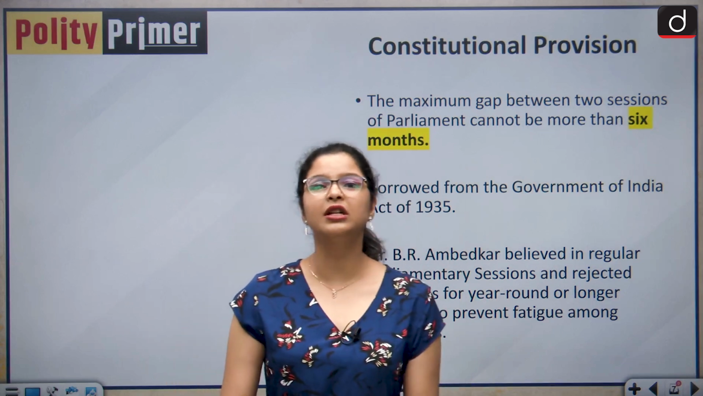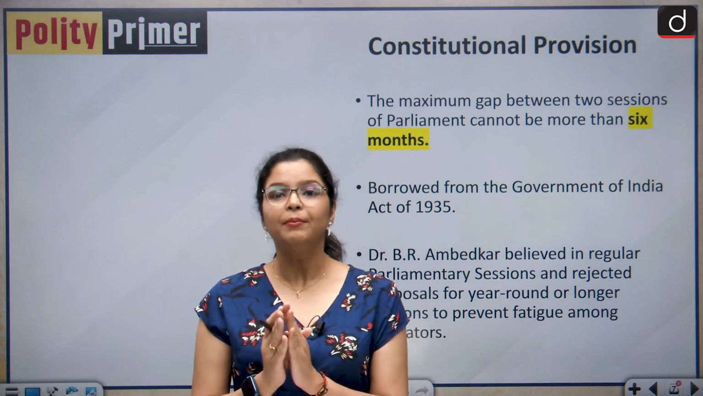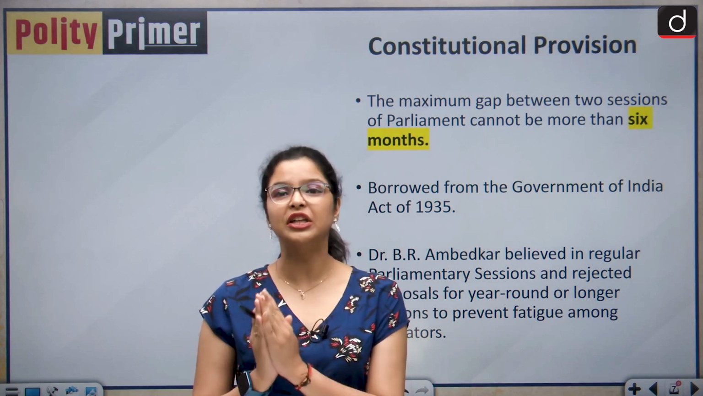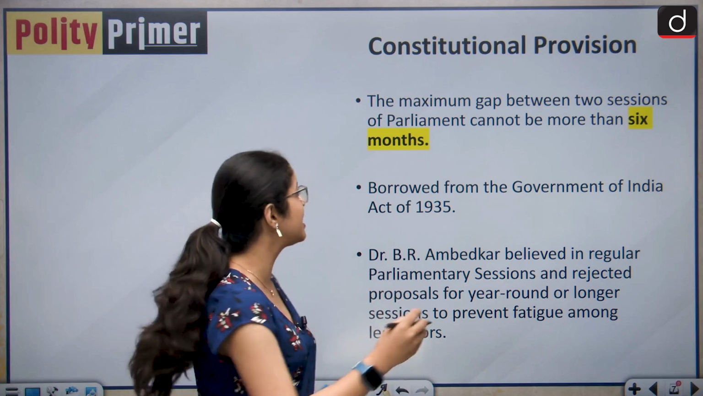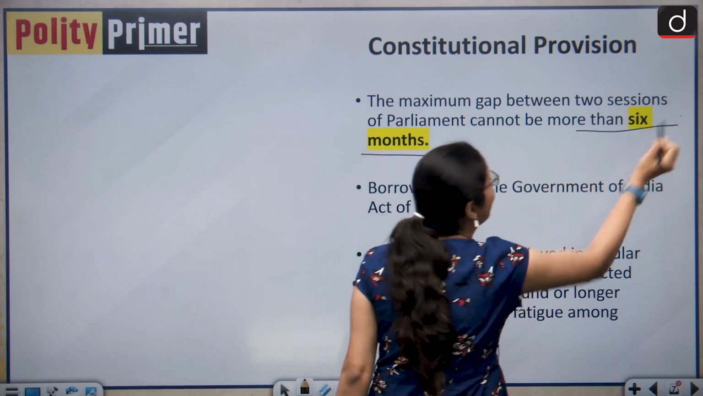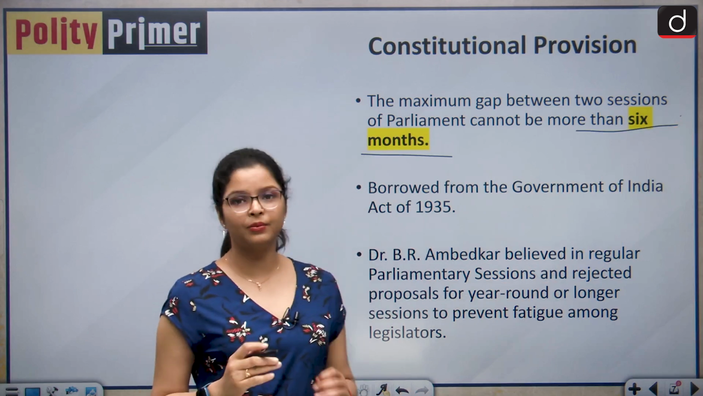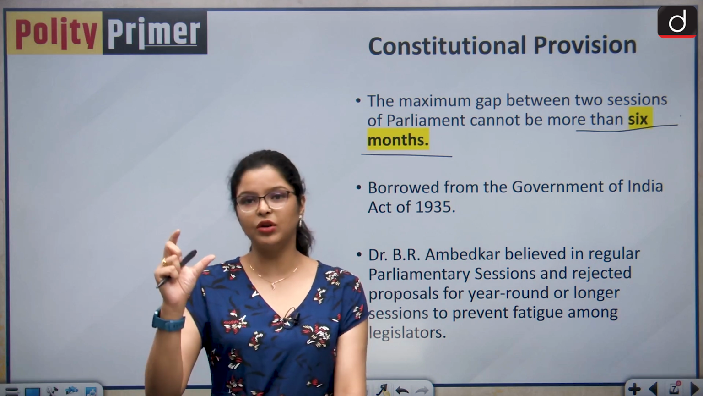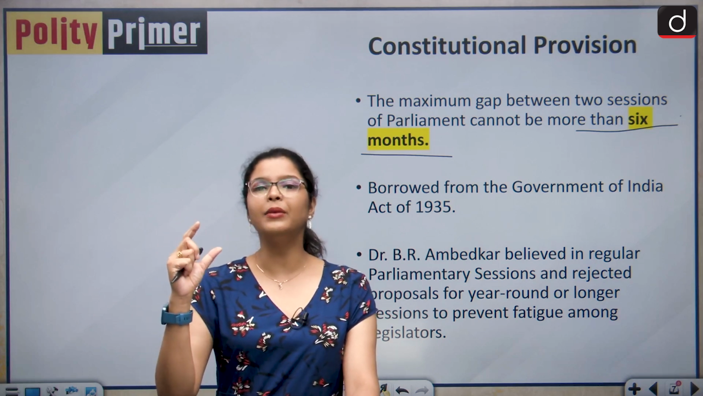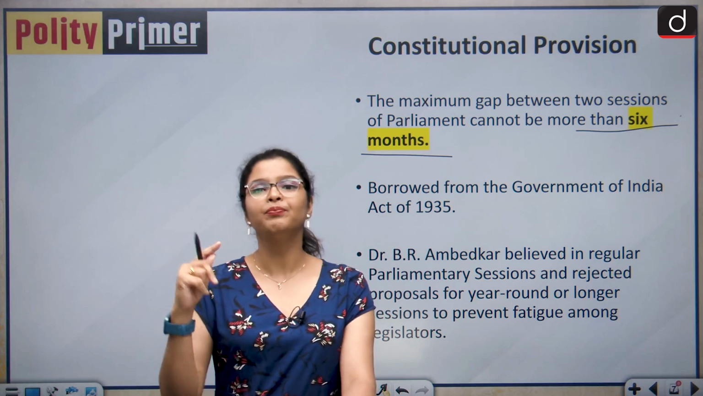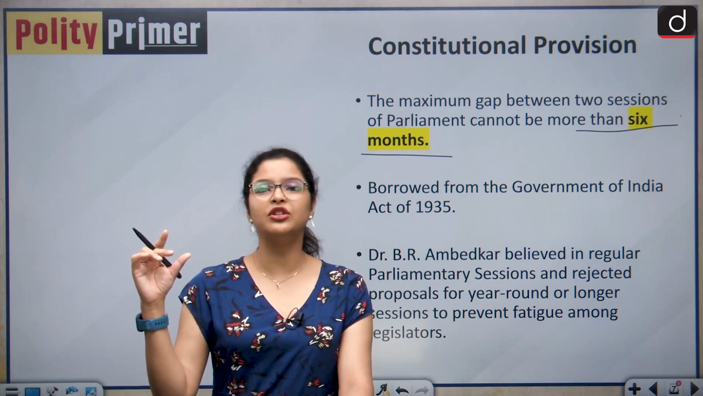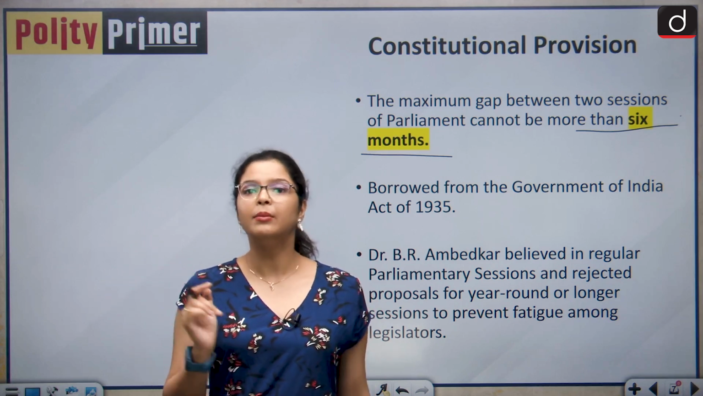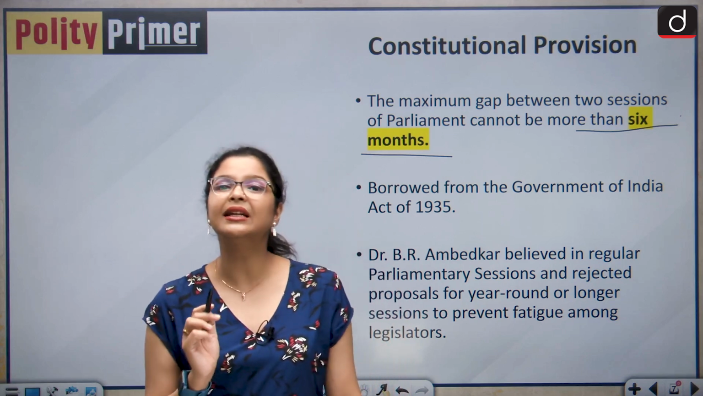So our Indian Constitution in explicit terms mentions that the maximum gap between the two parliamentary sessions cannot exceed the time frame of 6 months. Kindly note this 6 months duration, as it can be asked in your prelims examination. A question can be formed in the statement form, and the first statement could be that the maximum gap between two parliamentary sessions can be 6 months or 12 months, and they will try to confuse you. But as per our Indian Constitution, it is 6 months.